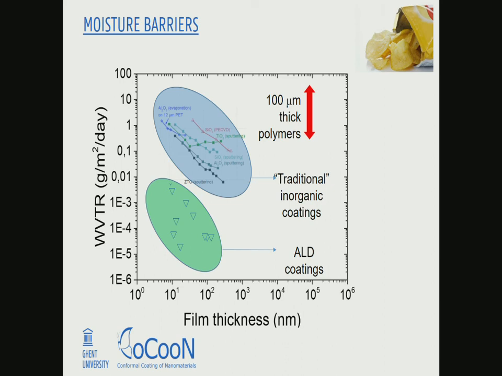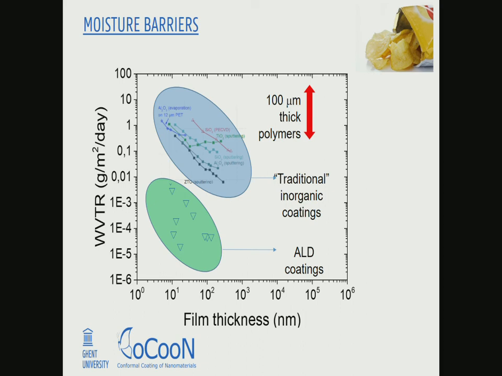So you can imagine if you're transporting a couple of grams of water per day into a chip bag, the chips will go bad. Just as an illustration. So this is really the amount of water that's being transported through the package as a function of the film thickness of your package.